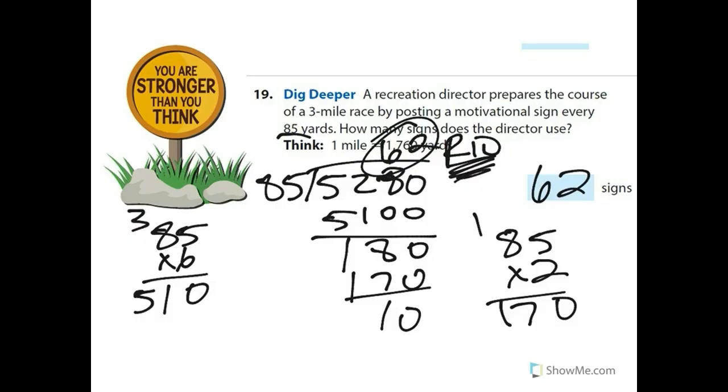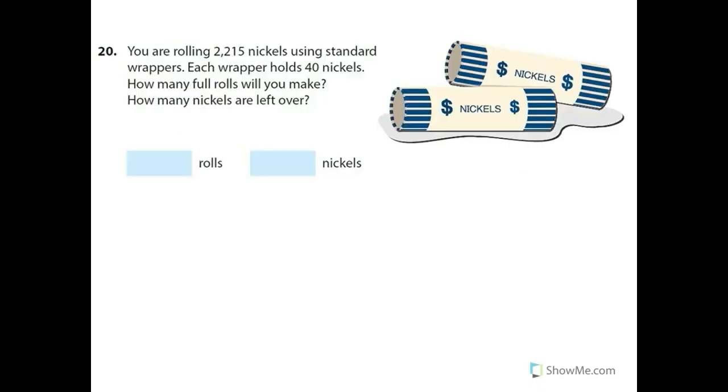Alrighty, hopefully some of you got that right. It was pretty challenging, right? Because I bet some of you or most of you forgot that it was a 3-mile race. Alright, last one, number 20. Go ahead and solve that one, and then we'll go over it.